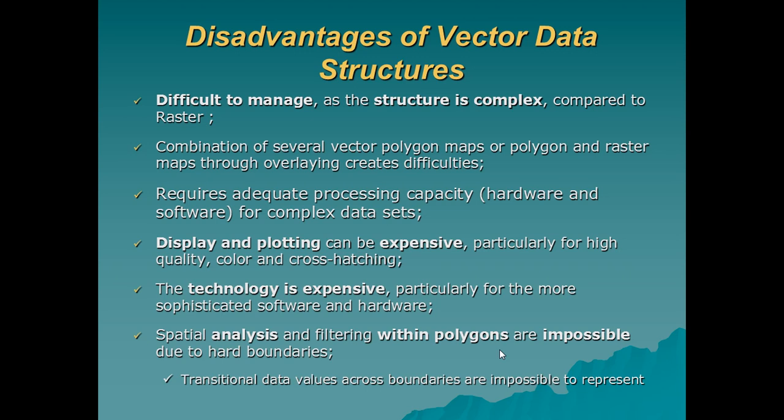Vector data structure as well, the combination of several vector polygon maps or polygon and raster maps through overlaying creates difficulty. So in other words, the more of those layers that you have in vector that you have to overlay, the more complex it becomes, and it makes your analysis even more complex. Vector also requires a fair amount of processing capacity in order to carry out analysis. So it requires a lot of hardware and software resources to carry out analysis because of the complexity of the data structure.